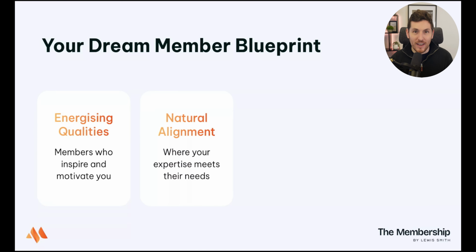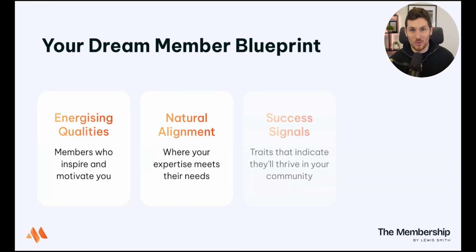What's that overlap? Now, one way to find your dream members is to define your success signals. So these are the kind of traits that indicate someone will thrive in your community and do really well in your membership. For me, this included people who value long-term success over just like some quick fixes. They wanted to be there to run their business for the long term.